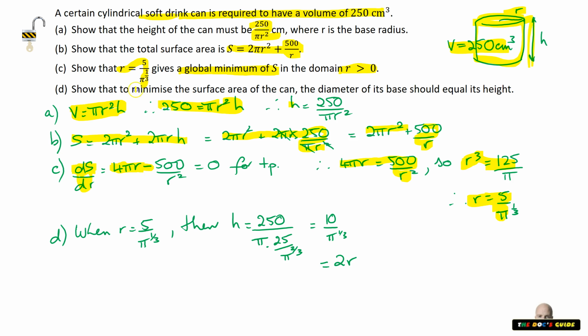And then part D says, show that to minimise the surface area of the can, the diameter of the base should equal the height. So that when the radius is that, then our equation for height that we found in part A is going to give us this expression when we substitute r into it, which is 10 over the cube root of pi, which is twice the radius.